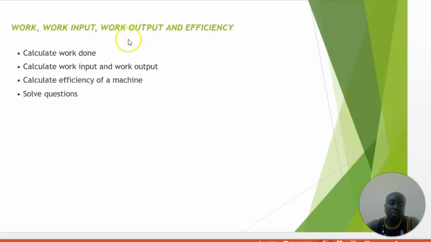Good evening and welcome. In today's video tutorial, we are going to look at work inputs, work outputs, and efficiency.